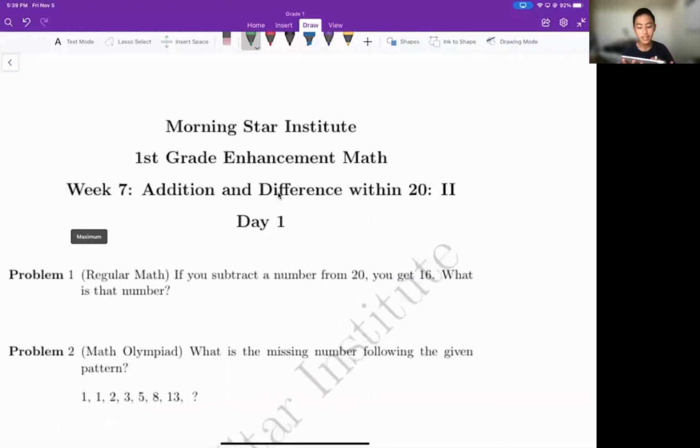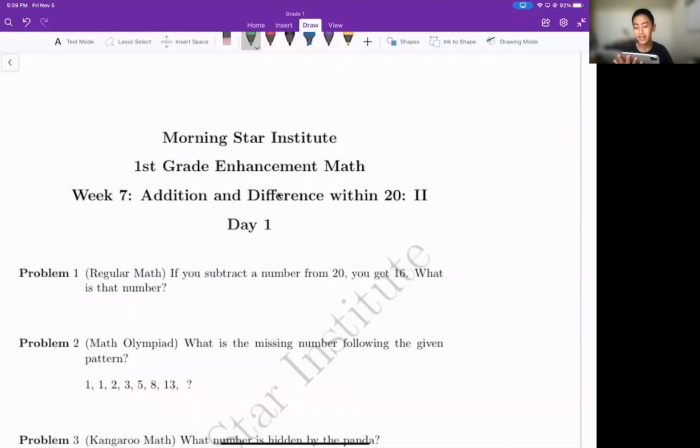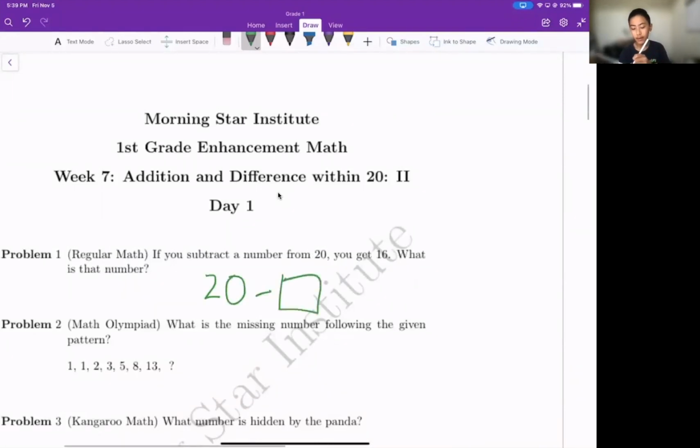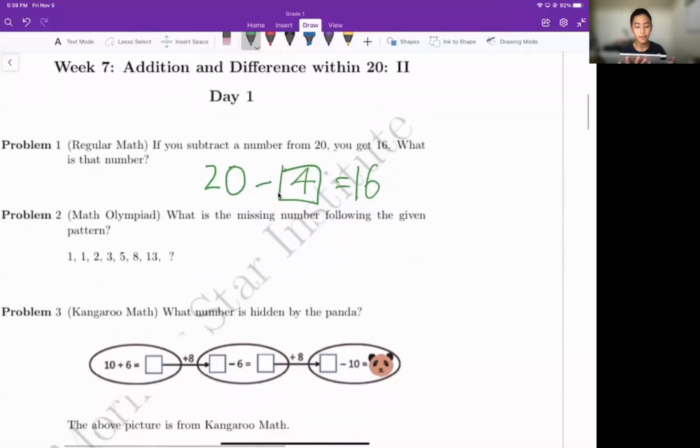So for problem 1, it says, if you subtract a number from 20, you get 16. What is that number? So if you subtract a number from 20, 20 minus a number equals 16. And this number, of course, is 4, because 20 minus 4 is 16.